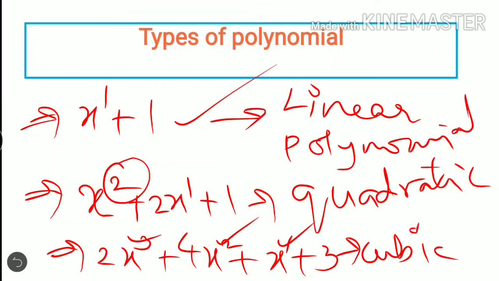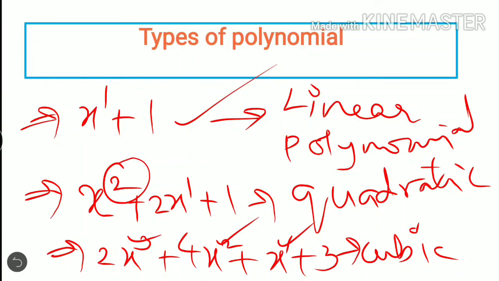So linear polynomial, quadratic and cubic polynomial. If the degree is 1, it is a linear polynomial. If the degree is 2, a quadratic polynomial. If the degree is 3, a cubic polynomial. Clear? Depending upon the degree, we have 3 types. Again, depending upon the terms, we have 3 types: monomial, binomial, trinomial. And depending upon the degree: linear, quadratic, cubic.